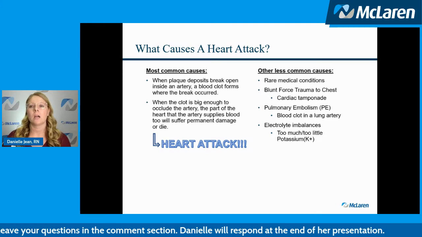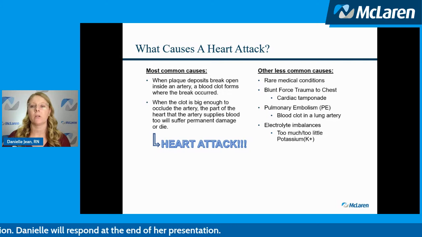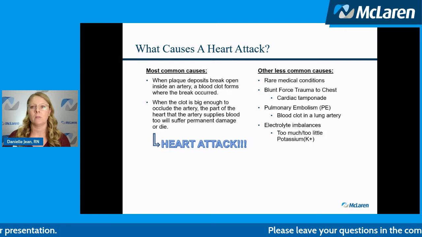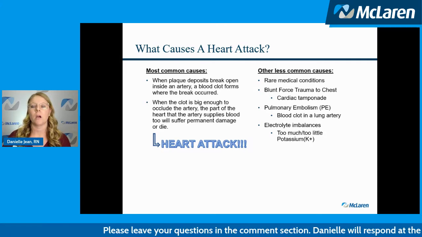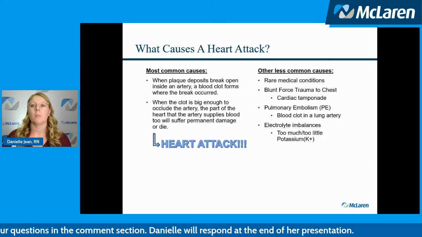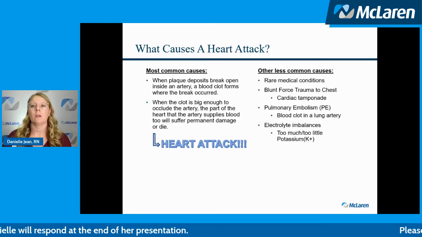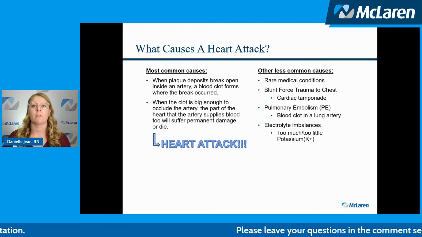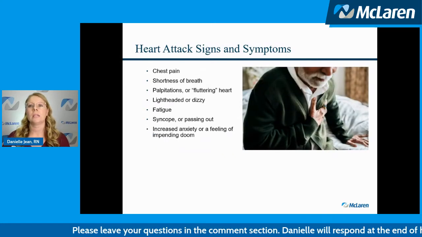There are other less common causes of heart attacks, some rare medical conditions such as congenital heart defects. Blunt force trauma to the chest can cause a cardiac tamponade. Cardiac tamponade is when there's a fluid buildup around the heart and it causes an increased pressure and doesn't allow it to pump effectively. Pulmonary embolism is known as a PE, or a blood clot in the lung. And electrolyte imbalances such as too much or too little potassium can be detrimental and cause life-threatening arrhythmias and lead to heart attacks.